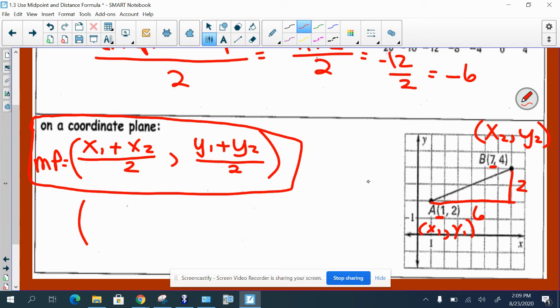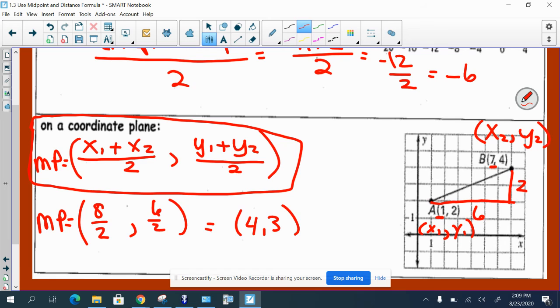Okay, so let's find the midpoint of this segment here. So let's add up the x's. 1 plus 7 is 8 over 2. Add up the y's. 2 plus 4 is 6 over 2. So our midpoint is going to be 4, 3. So 4, 3. 1, 2, 3, 4. 1, 2, 3 is right there. And always mark it in the diagram if you're given a diagram.